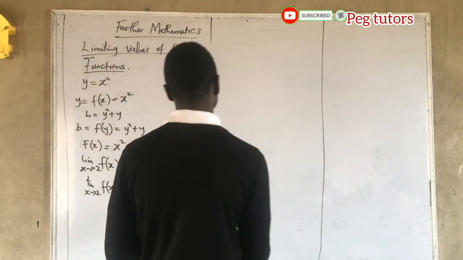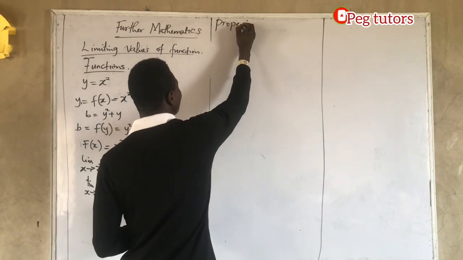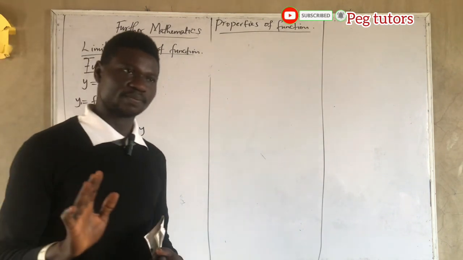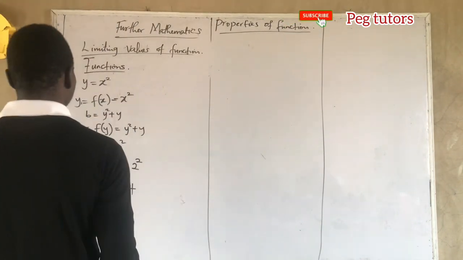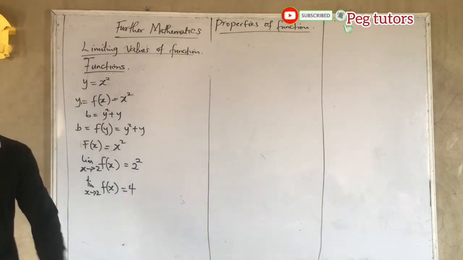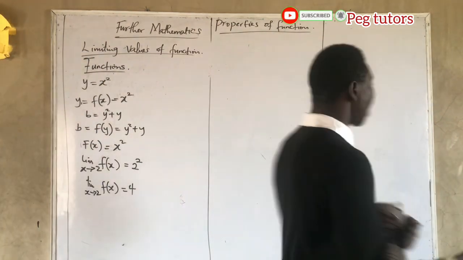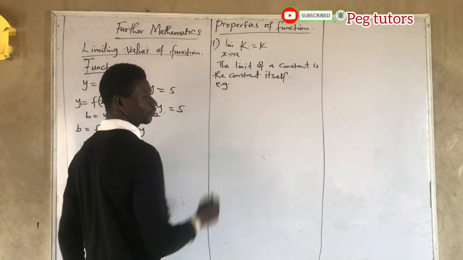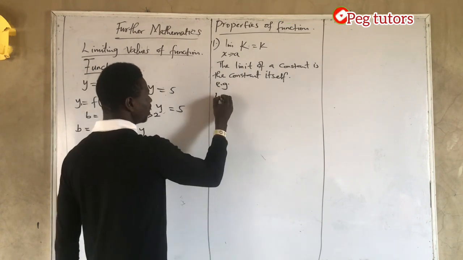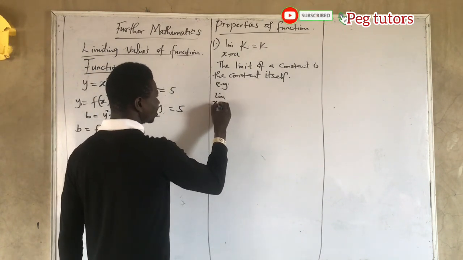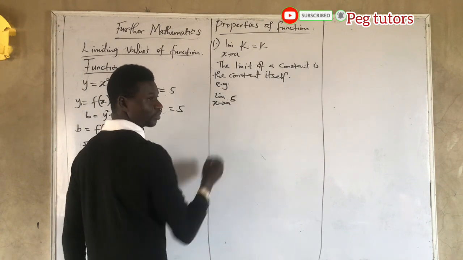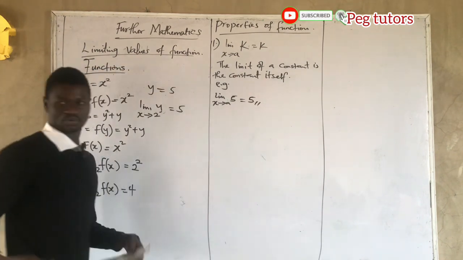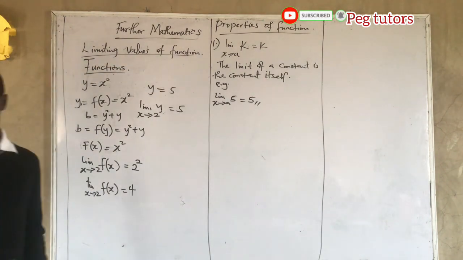Now, let's go straight to the next properties of function. We have about 5 properties of functions, right? Now, all the properties are based on limiting values of functions. All right, so first property, property 1. Let me say, e.g., are we together? The limit as x tends to a of 5, which is a constant, is equal to 5, the constant itself. Are we good? Is that unclear now?